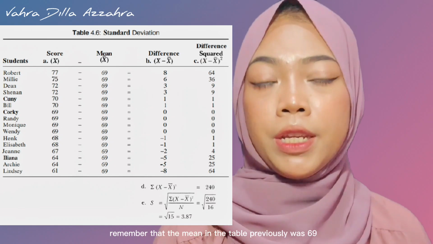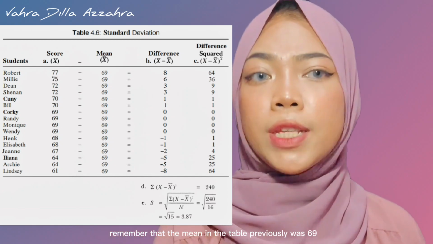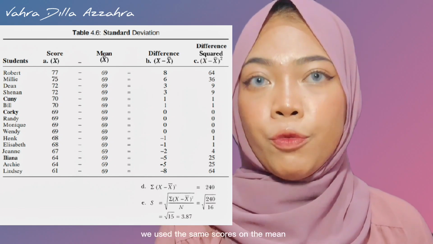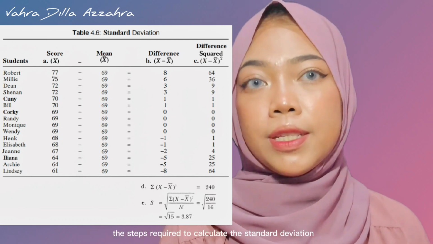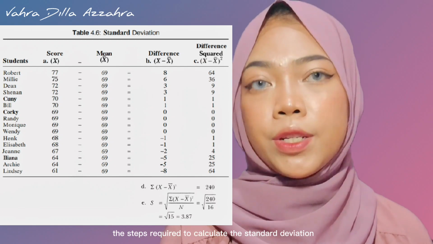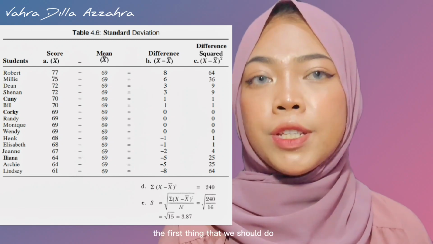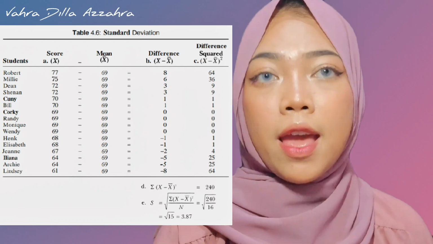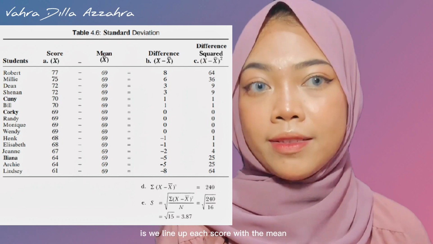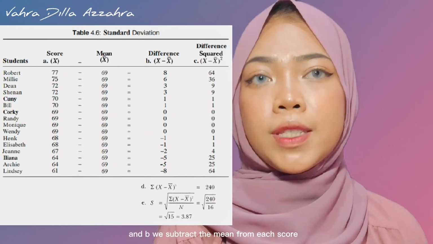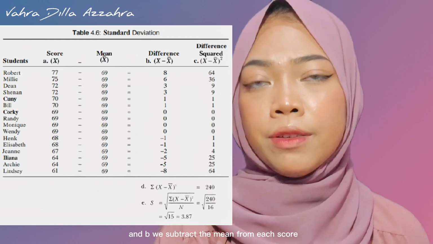Remember that the mean in the table previously was 69. We used the same scores and the mean. These tables illustrate the steps required to calculate the standard deviation. The first thing that we should do, A, we line up each score with the mean. And B, we subtract the mean from each score.